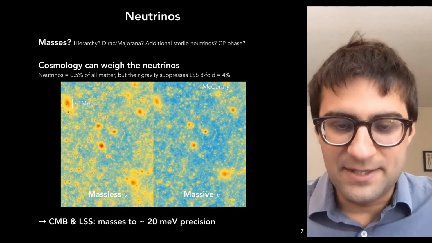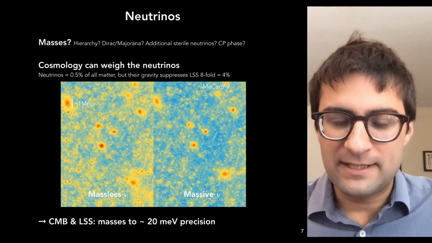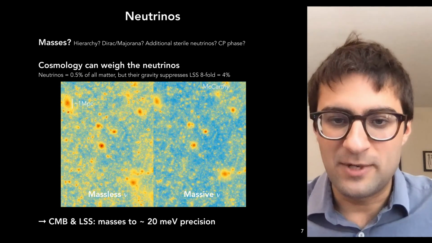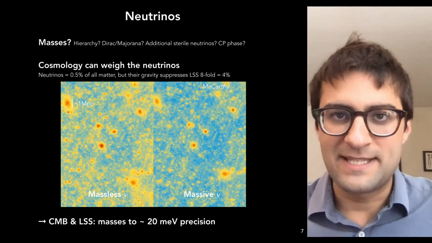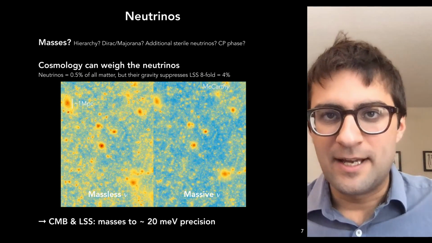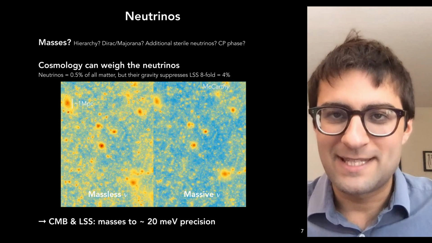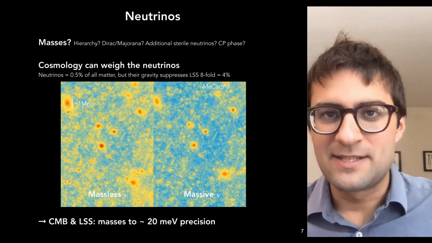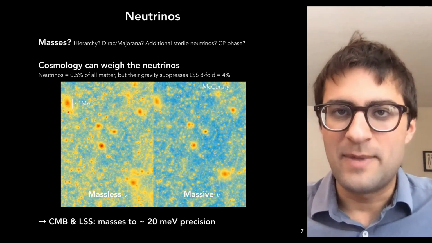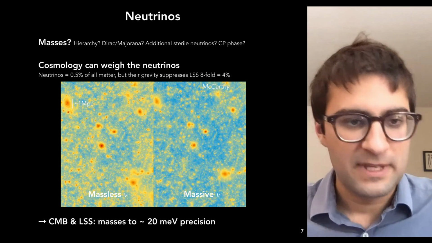So visually, this is what it looks like. On the left and right, you see cosmological simulations with massless and massive neutrinos. And by eye, they look almost identical, except that on the right, you might see a bit more blue, meaning that the small-scale structures have been erased by the gravitational pull of neutrinos.